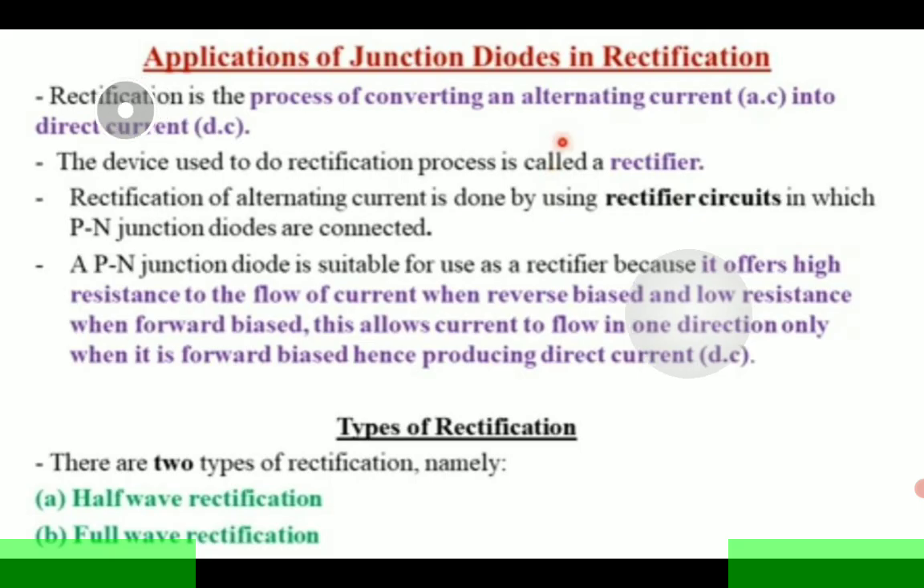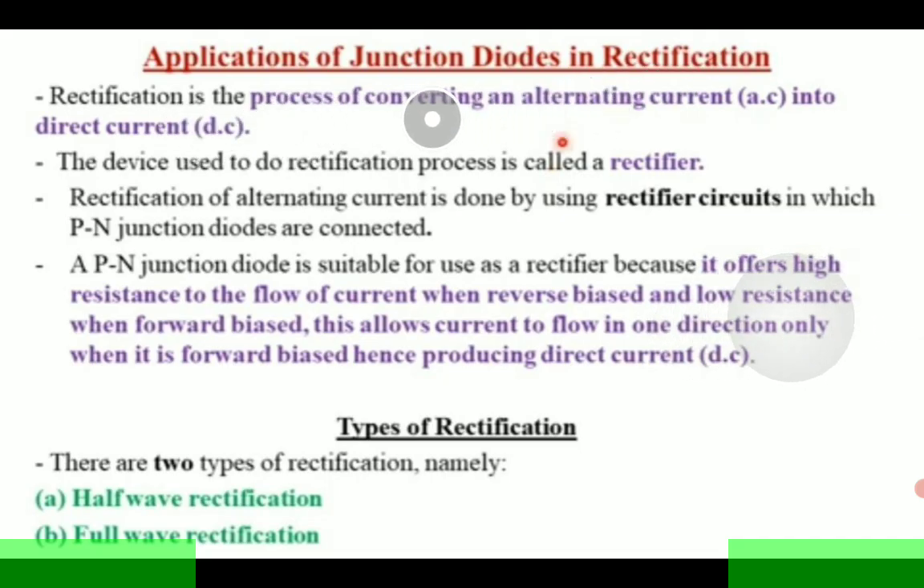So we shall define the term rectification and look at the different types of rectification. So let's offer a definition of rectification. We define rectification in this application as the process of converting an alternating current into direct current, the process of converting or changing an alternating current into a direct current.